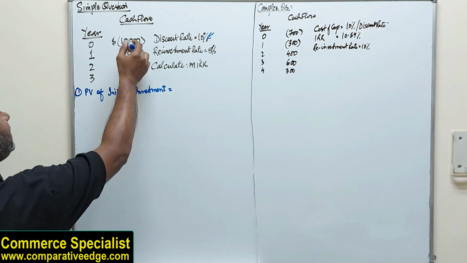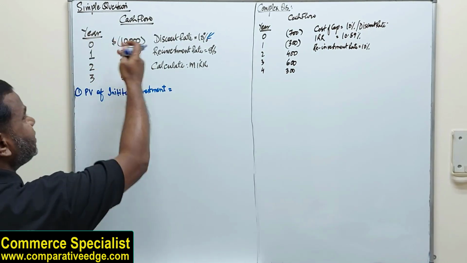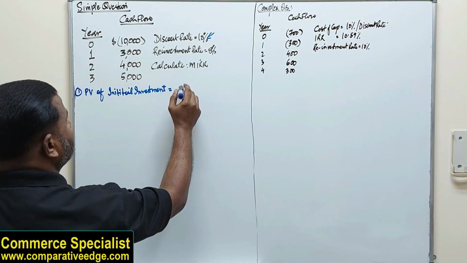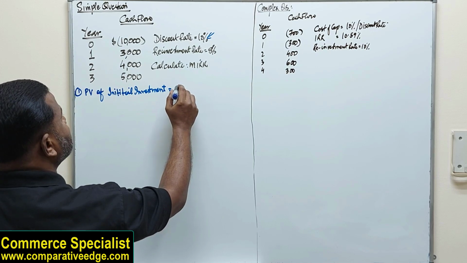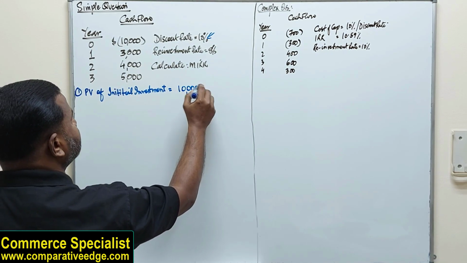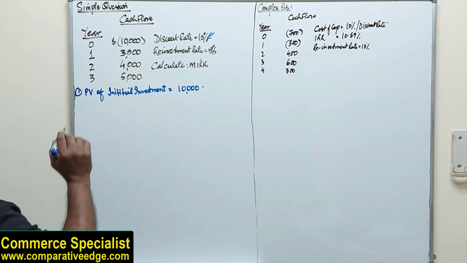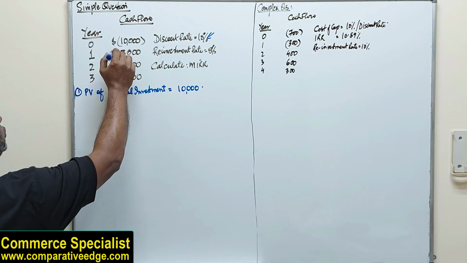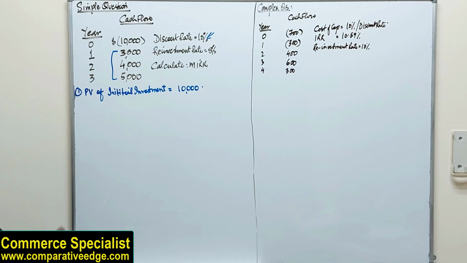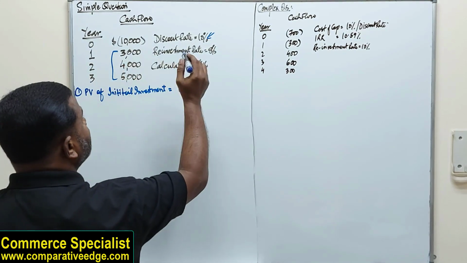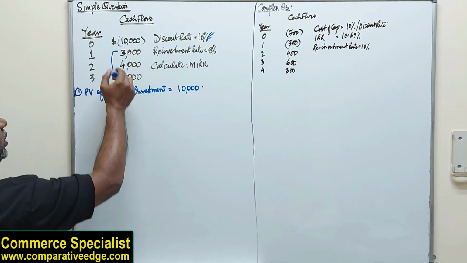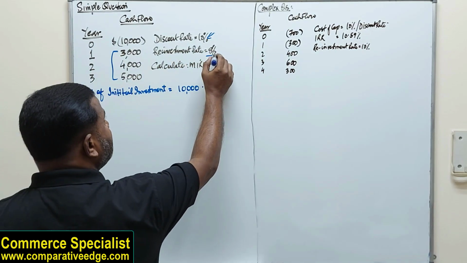In our case, it is 10,000 and it is at year 0, so it is the present value. We don't need to do anything about it. So the present value of initial investment in our case is 10,000. And you need the future value of these amounts. Future value. And future values, these returns from the project are reinvested at 8%.